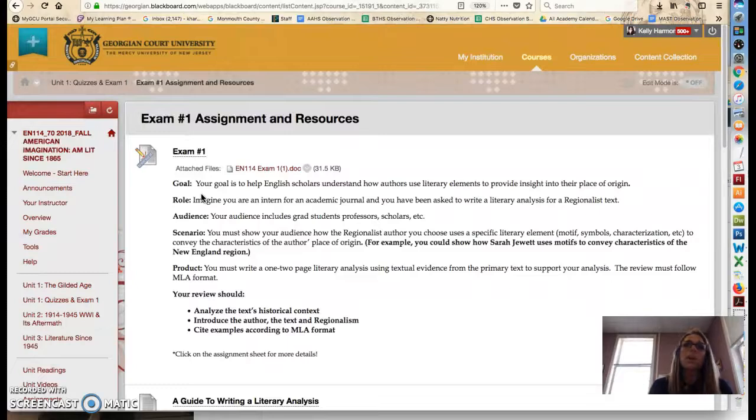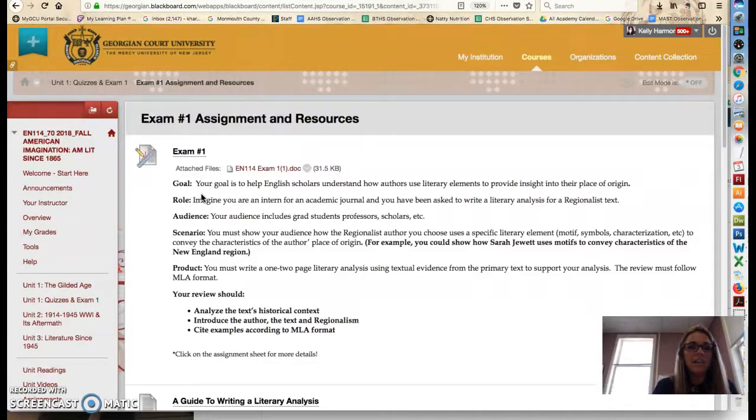Because remember, ideally, if it was for the real world, right, for a real world authentic audience, it would be short for an academic journal. So assume that you're looking to get published. This is a 1 to 2 page literary analysis that must use textual evidence only from the primary source, which would be the story that you read, okay, from the anthology. That's the only citations that you need to have, okay?